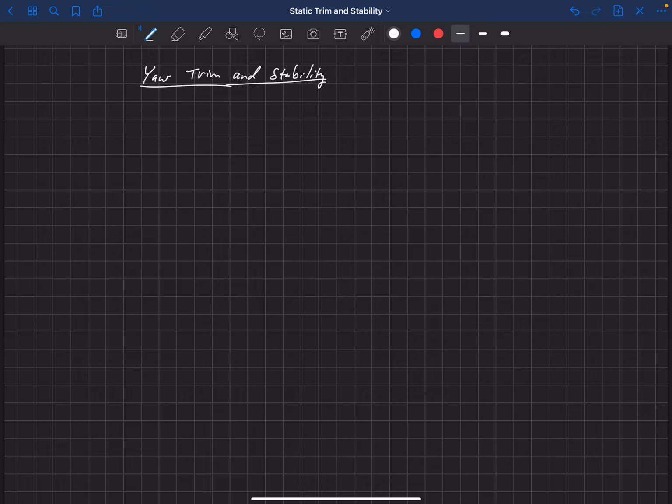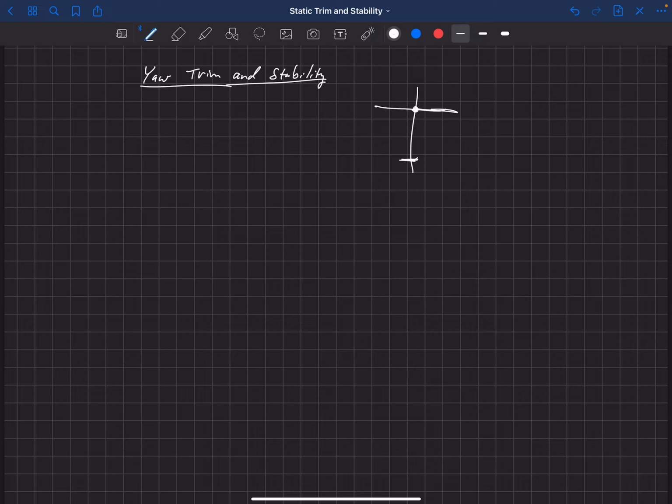So we need to consider roll, yaw, and side force for this lateral analysis. We're going to start with yaw, trim, and stability. So let's draw our simplified airplane here. There's our main wing, fuselage, and a horizontal tail.